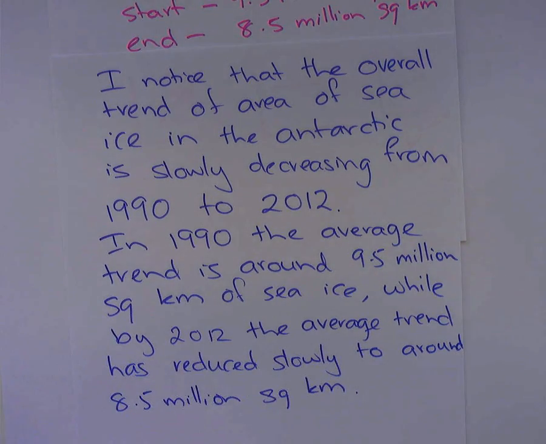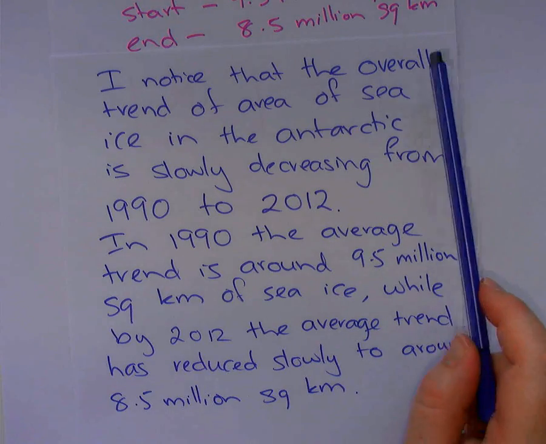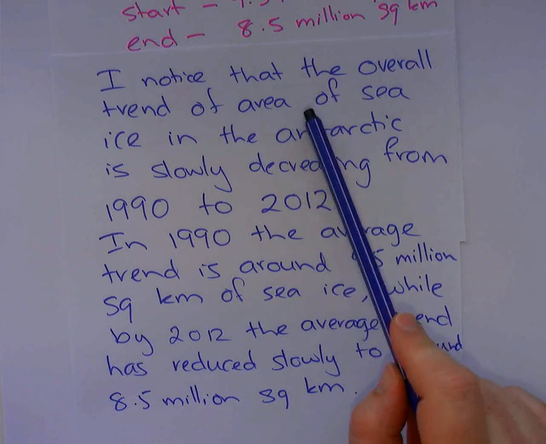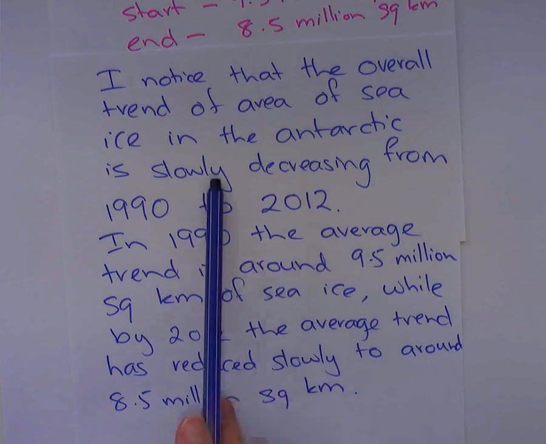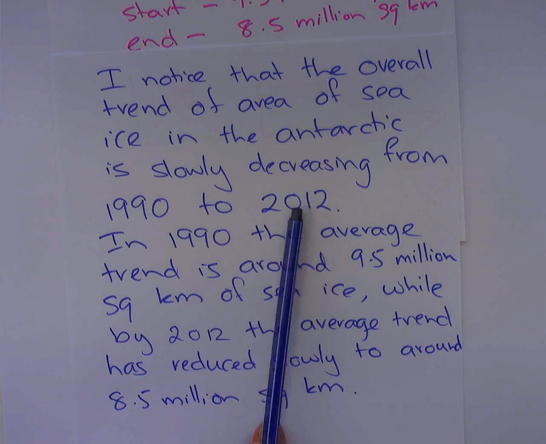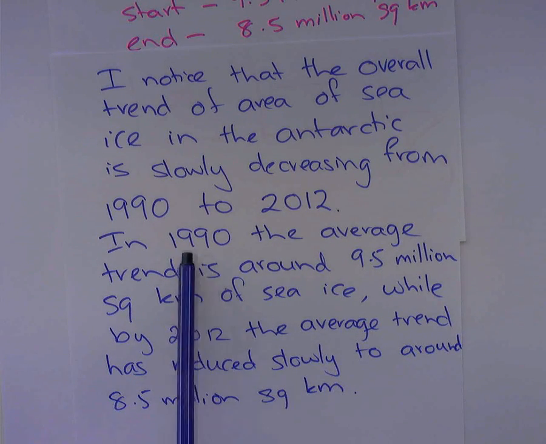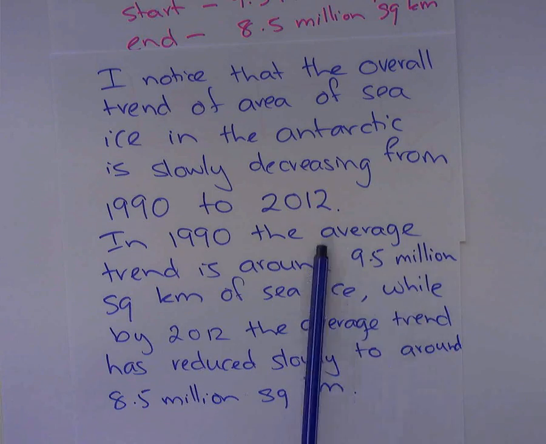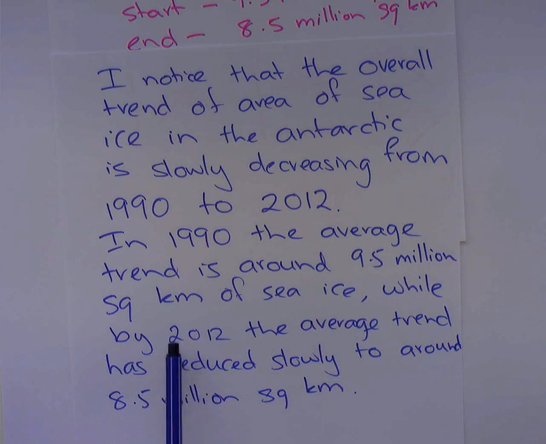Okay, so there's my different components. I've got the overall trend, I've got my variable, I've said it's slowly decreasing, and I've given the years. I've been specific with my evidence then. I've said at the start, this is the value at the start, and by the end, this is the value at the end. So that is my overall trend statement.